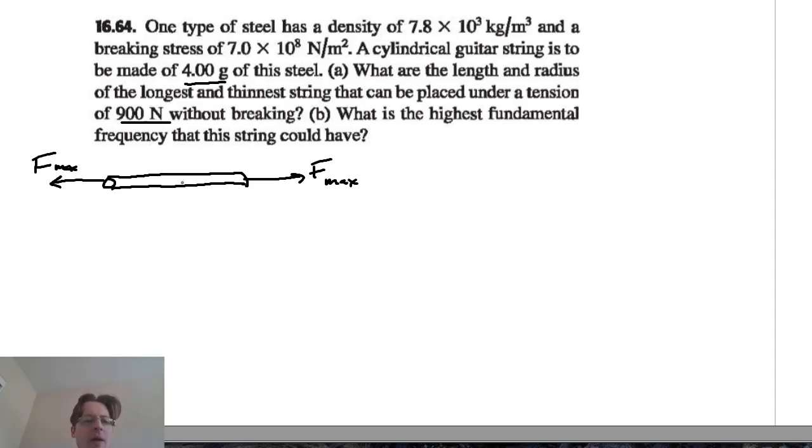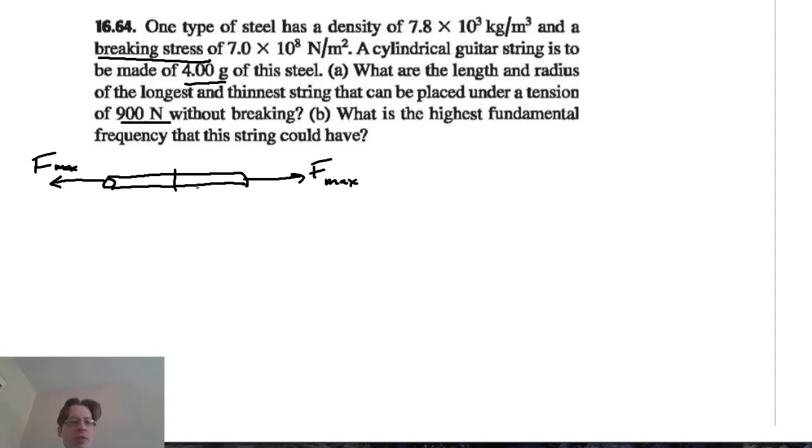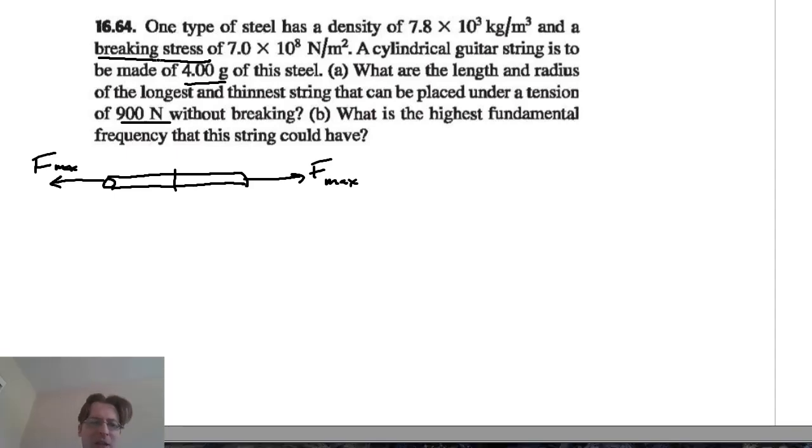The idea here is the skinniness is determined by the breaking stress of the steel. If you just take a chunk of the steel, you could pull on it super hard from both ends and it won't break. But as you draw it out thinner and thinner, eventually it would snap under 900 newtons. The breaking stress measures how many newtons per square meter, how much force per area the molecules in the steel can withstand before they snap. So we'd first figure out what area it's going to be, and then knowing that it's 4 grams will determine how long that string is.